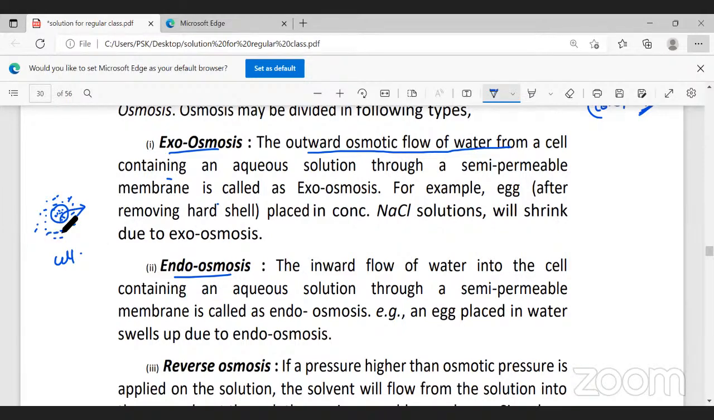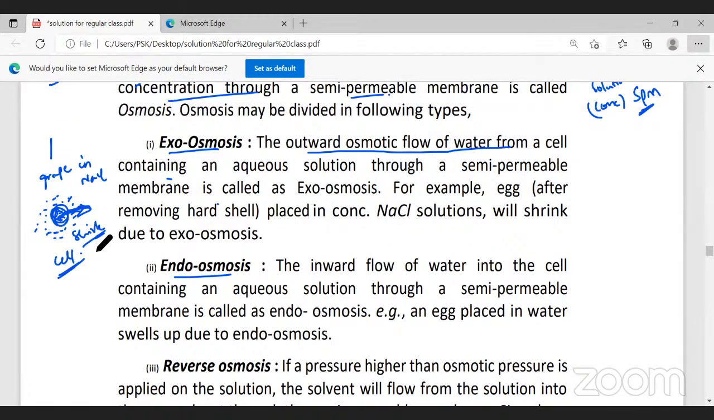Now, the example they've given is a grape. If you place a grape in NaCl solution, assume this is the grape and this is the NaCl solution. What happens? Whatever water is present in the grape will come out of the grape. That process is called as what? Exoosmosis. In exoosmosis, the grape will what? Shrink, or the cell, if you take it, will shrink. If the water or any liquid from the cell flows out of the cell, the cell will shrink.